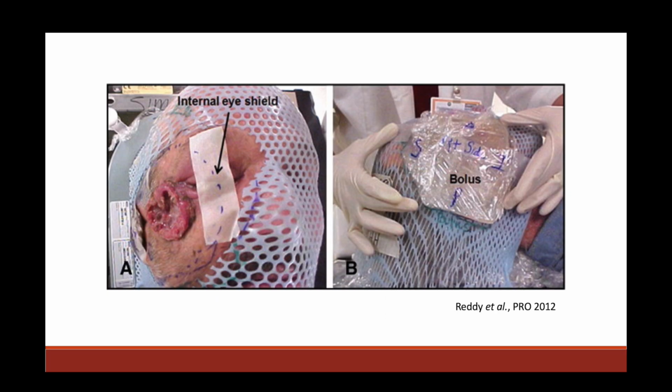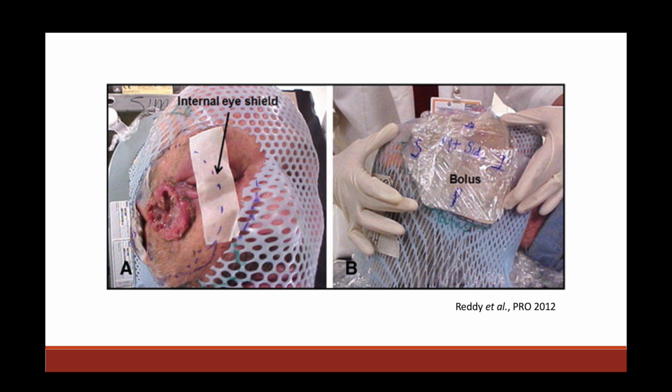So this is the image that was published in this case report, and it shows the patient with the squamous cell carcinoma close to the right eye, and his setup with a thermoplastic mask over the face. There's an internal eye shield with tape over, and you can see that they drew out a roughly 2 centimeter margin around the tumor, and that is the area that's included in their target volume. And then on top of that, they added a 1 centimeter bolus.